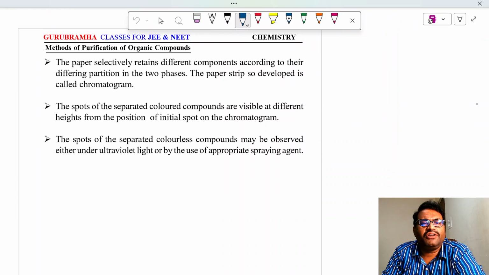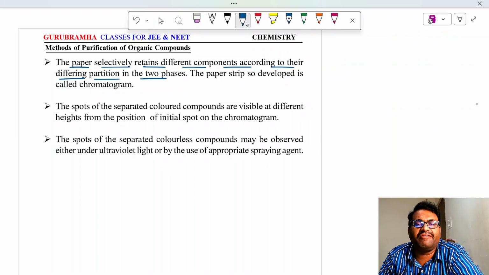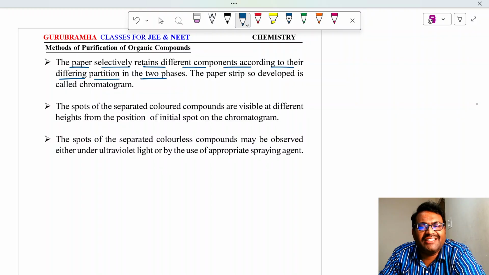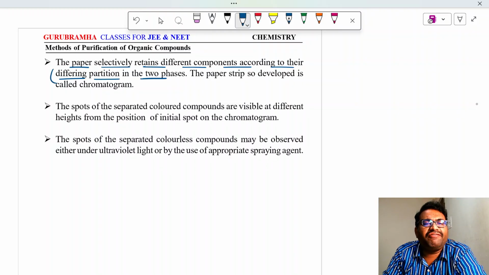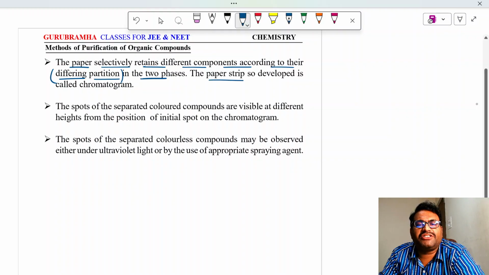Next, the paper selectively retains different components according to their differing partition in two phases. Already I said that. If the component has more attraction towards water, it moves less distance. But if the component has more attraction towards solvent, it moves more distance. And that is called differing partition in two phases. The paper strip so developed is called a chromatogram.